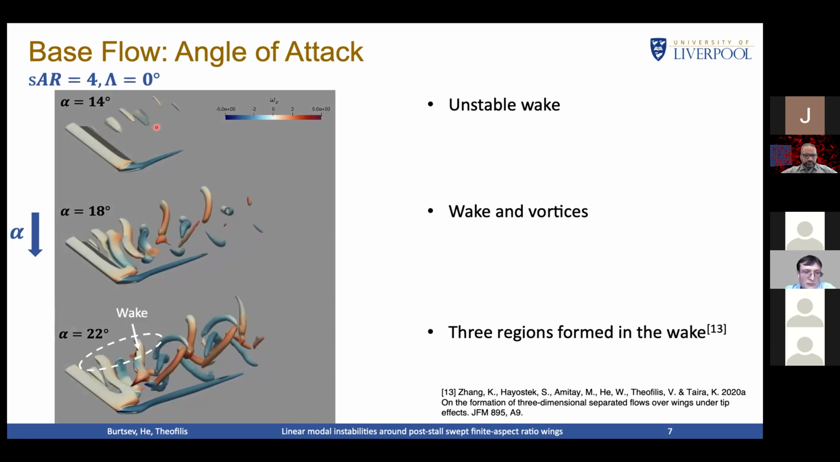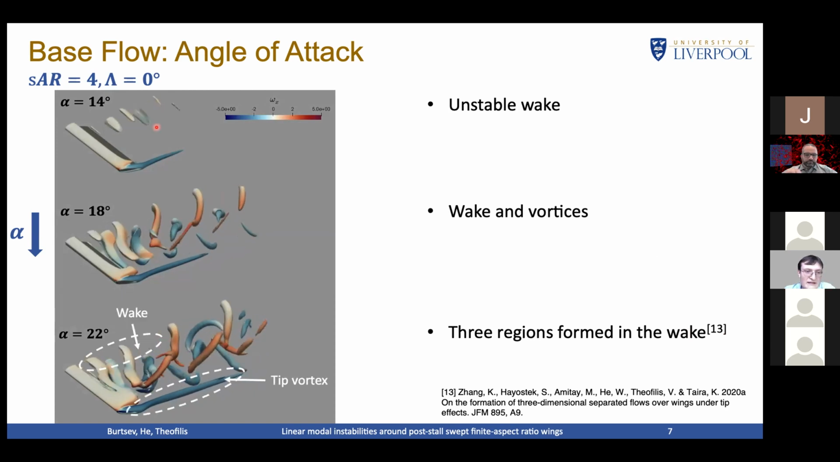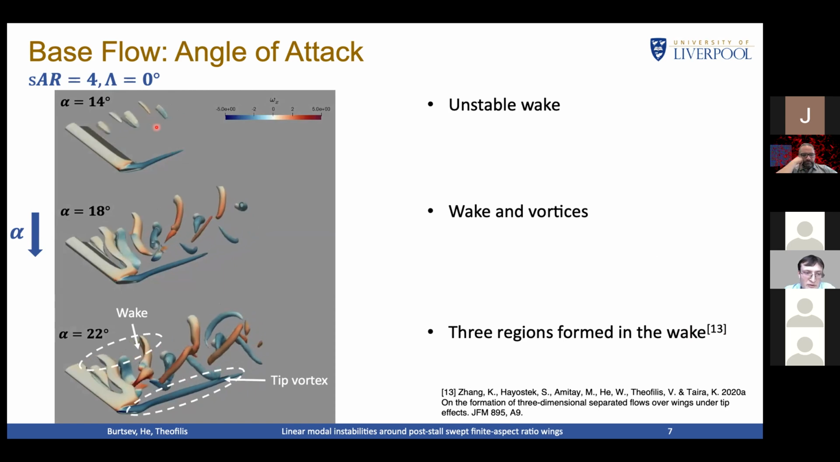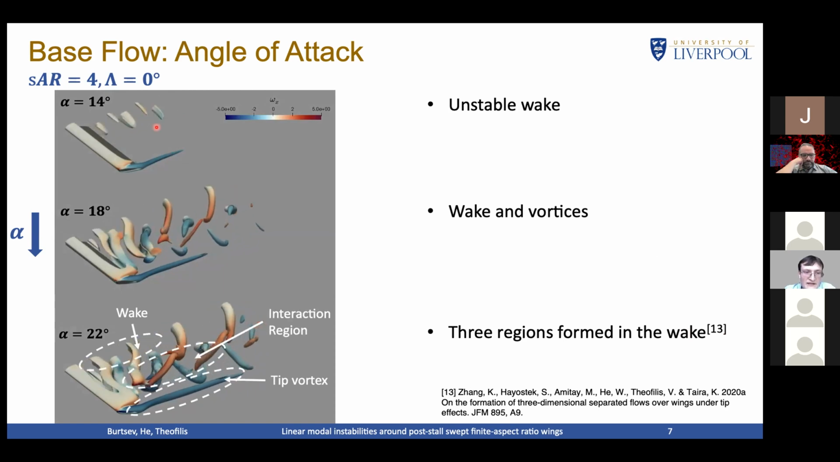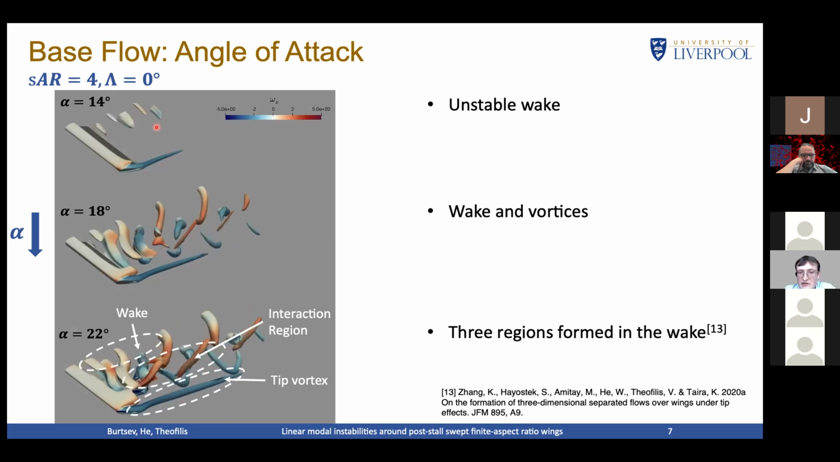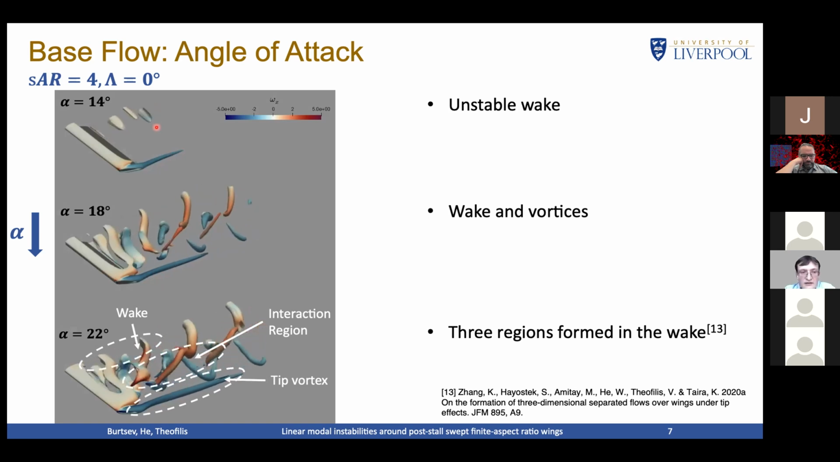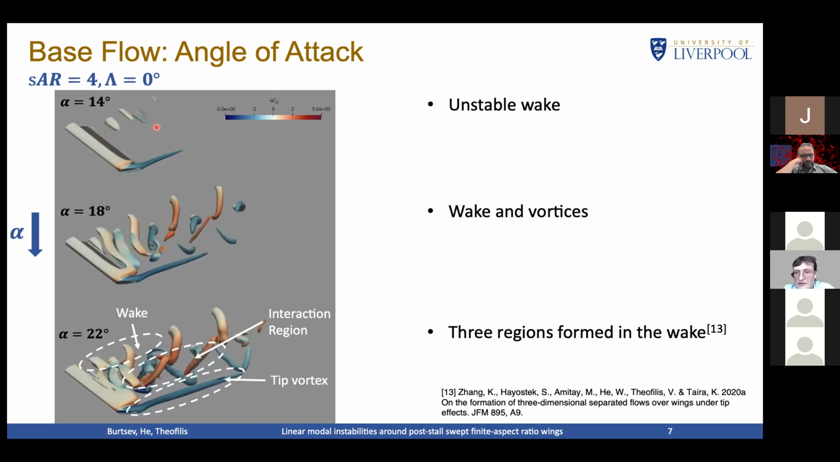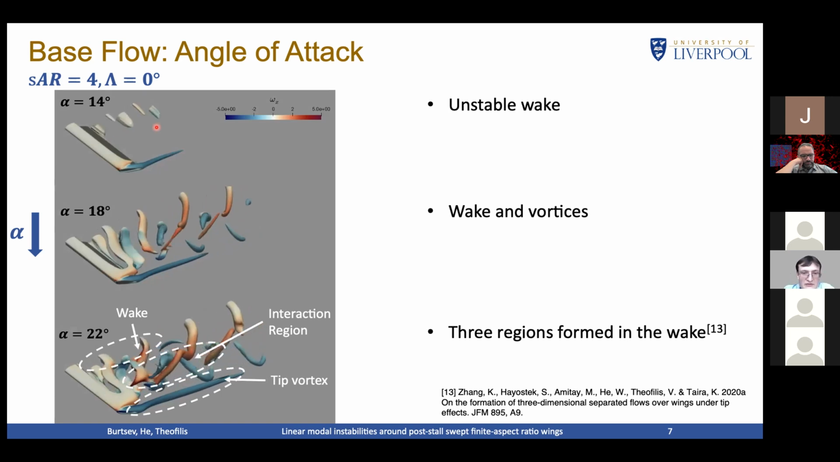the wake, close to the symmetry plane, a stable tip vortex, and an interaction region between the two that consists of braid-like vortical structures. And the formation and dynamics of these structures were discussed in more detail in the recent paper with our colleagues from UCLA.